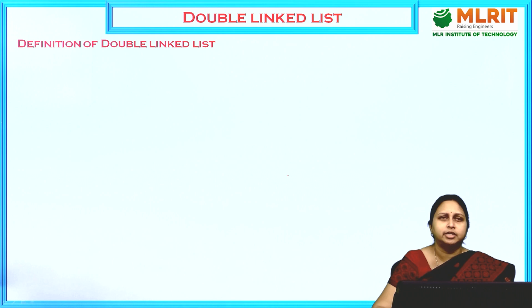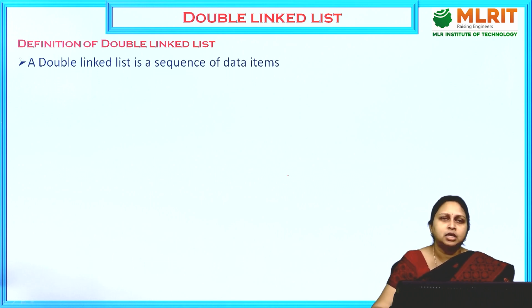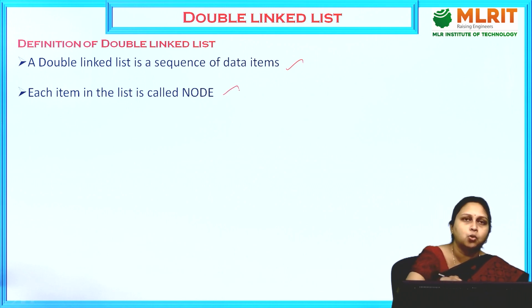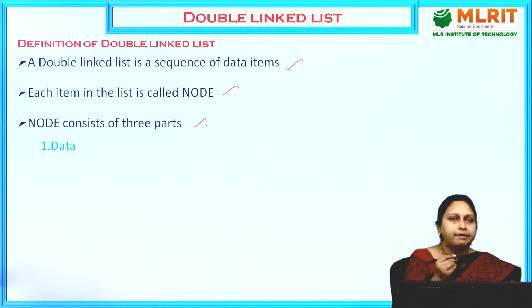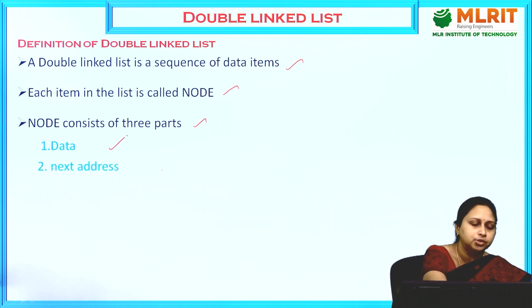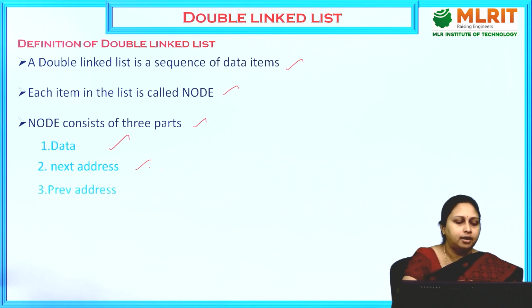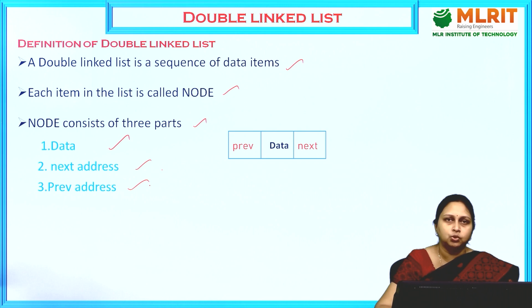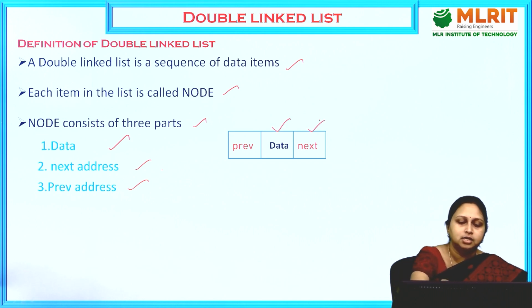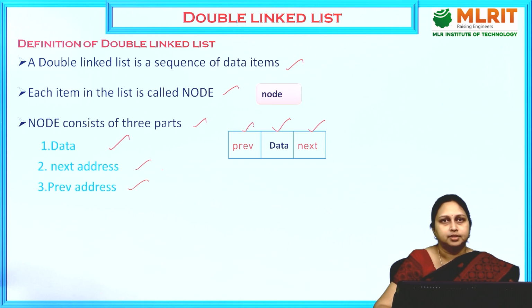First we will see the definition of a double linked list. It is similar to a single linked list. A double linked list is a sequence of data items, and each item in the list is called a node, and a node consists of three parts, right? In the single linked list we have only two parts, data and address, but here we are going to have three parts. One is data, another is the next address, and the last one is the previous address also. Let us see how we represent the node structure for a double linked list. This is the node structure. You will have the data part, the next address part and the previous address. This is called a node.